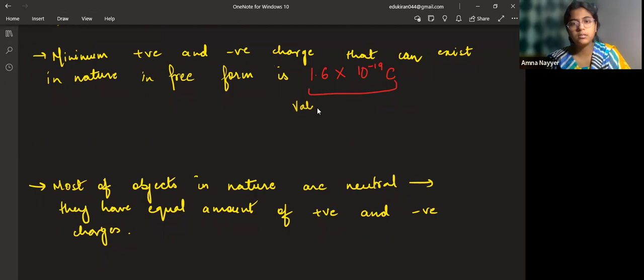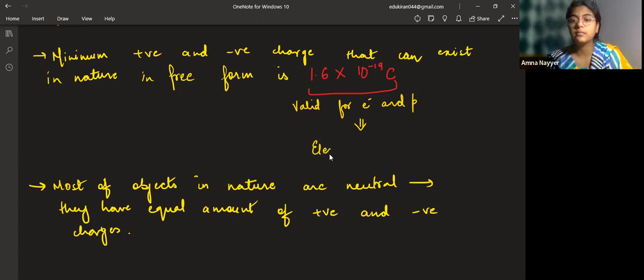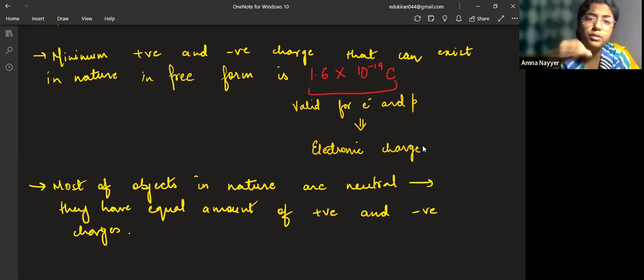This value is valid for electrons and protons. That's why this number, 1.6 into 10 to the power minus 19 coulombs, is called the electronic charge. And class, you have to remember this value at any cost. Otherwise, your whole method, or your whole effort for studying this lesson, will go in vain.